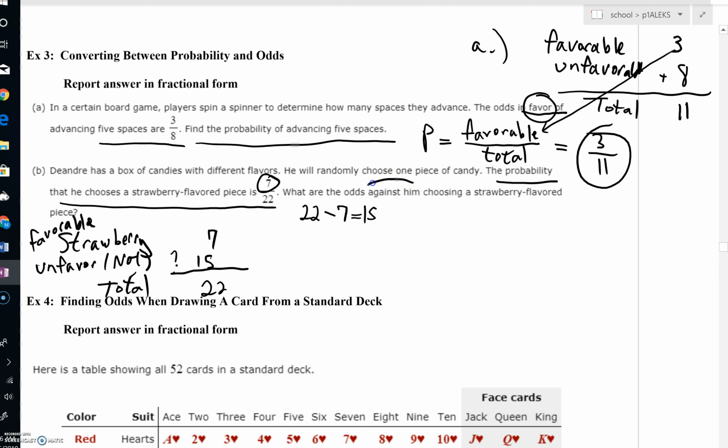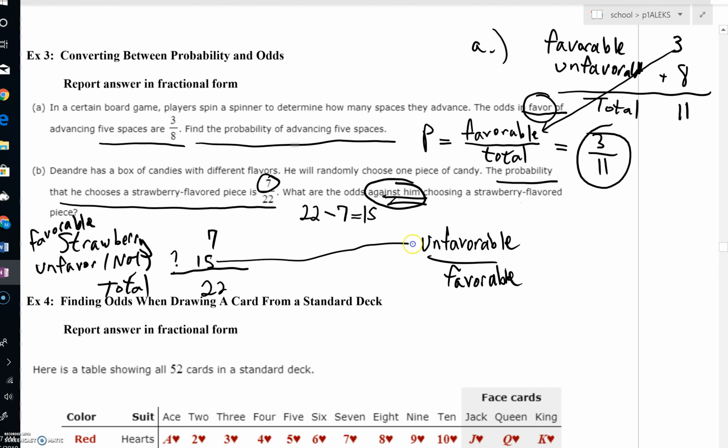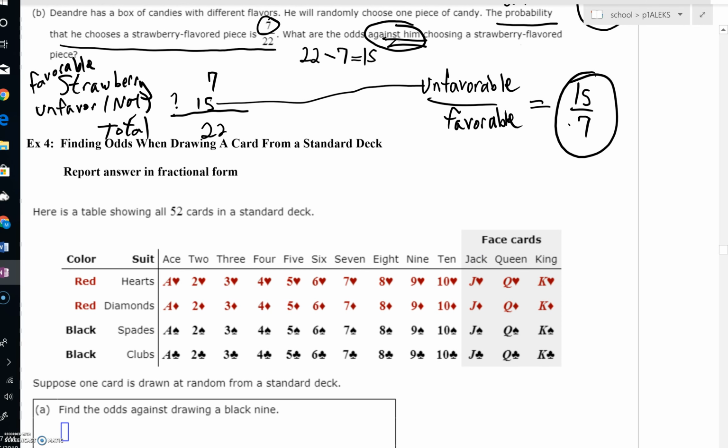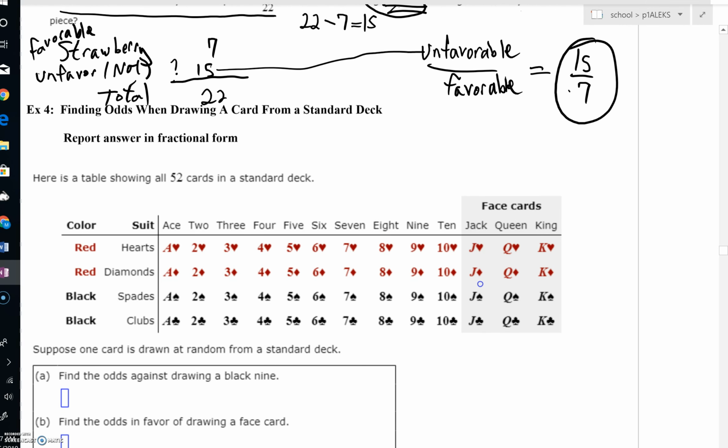So what are the odds against choosing a strawberry flavor? Well, you'd be going against whatever this is. That's going to be your numerator. It's unfavorable. You want it to not happen compared to the favorable. So the unfavorable, you can see, is 15. The favorable would be 7. And of course, you should always reduce if you can. For these problems, you pretty much are not having that. Most of these are already reduced.